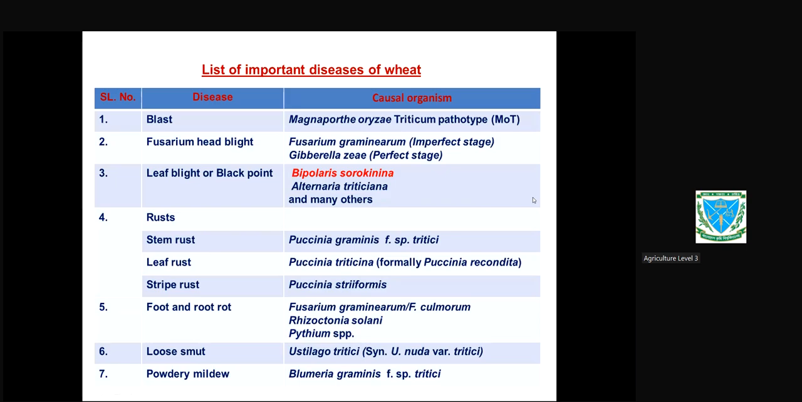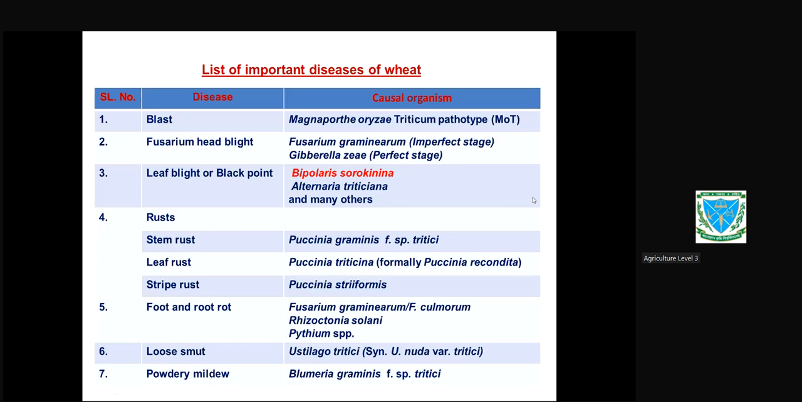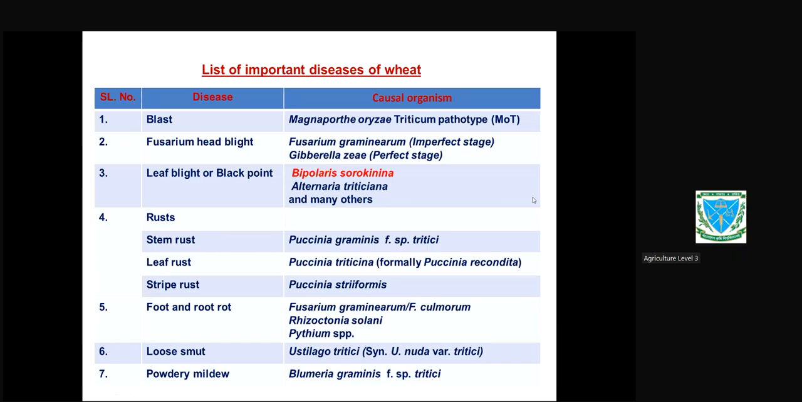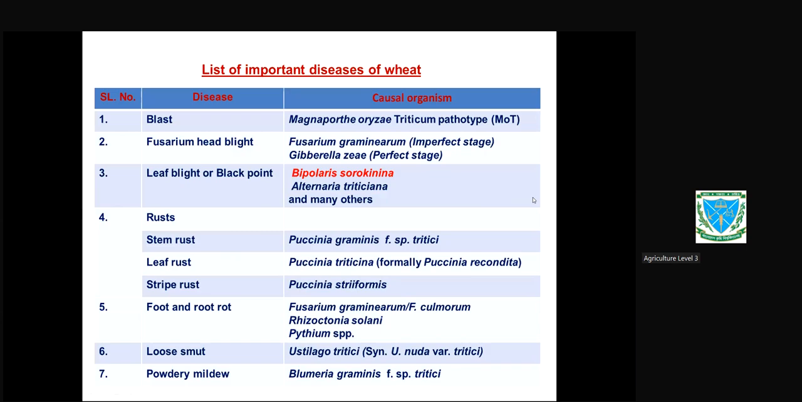There are some rusts, and there are three types of rust noticed in wheat. One is called stem rust, and when the symptom is noticed on the leaf, we call it leaf rust. Another type of symptom we call stripe rust. Stem rust is Puccinia graminis, forma specialis tritici, which can only attack wheat. Leaf rust is Puccinia triticina, formerly known as Puccinia recondita.